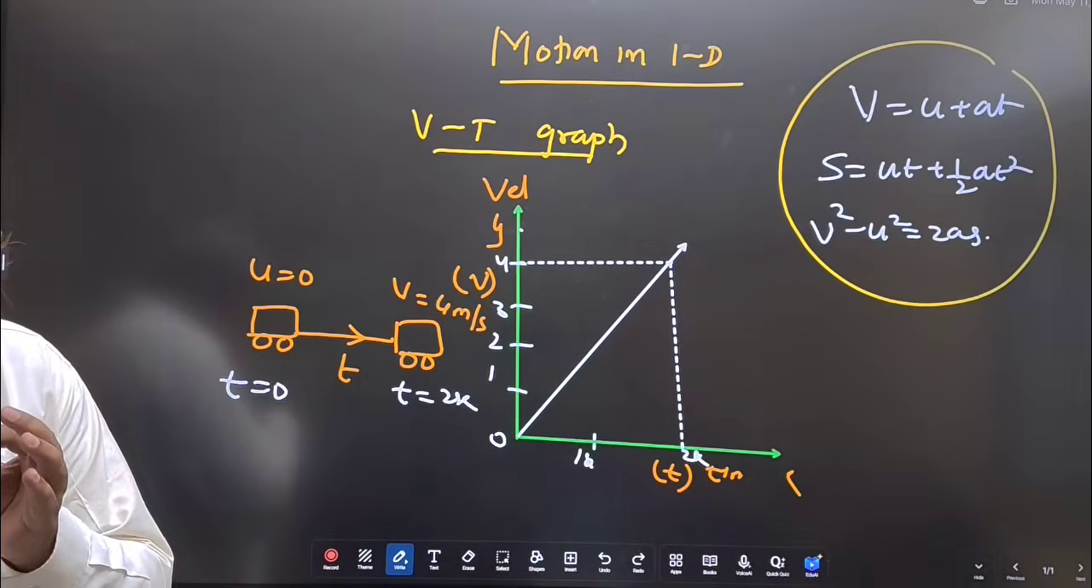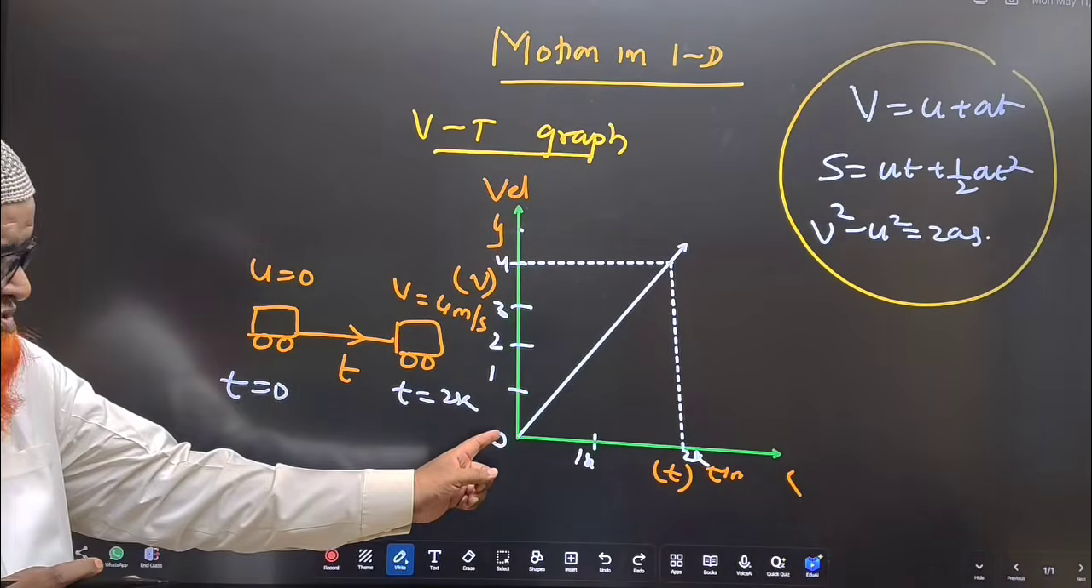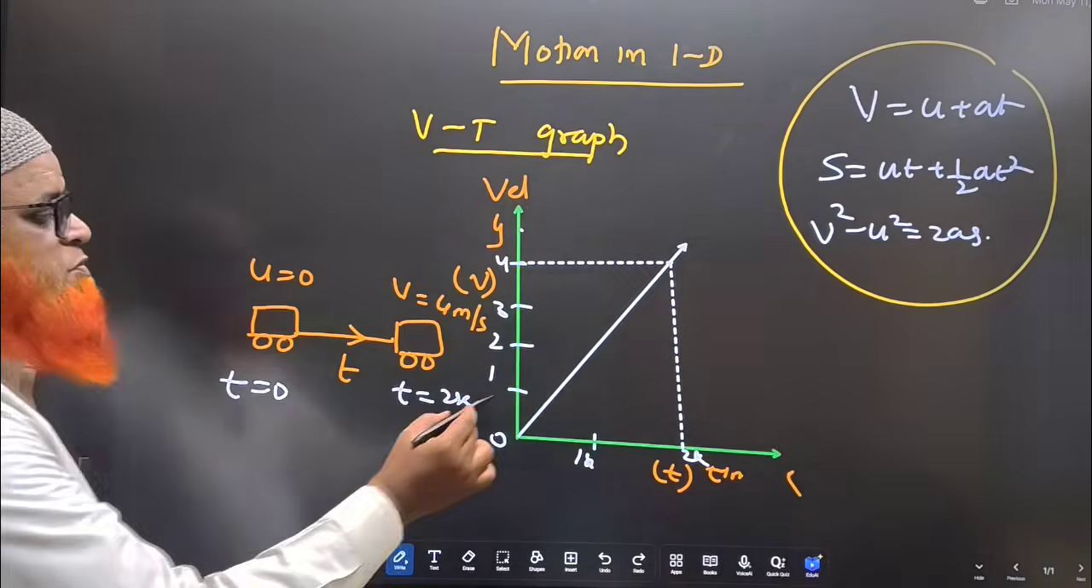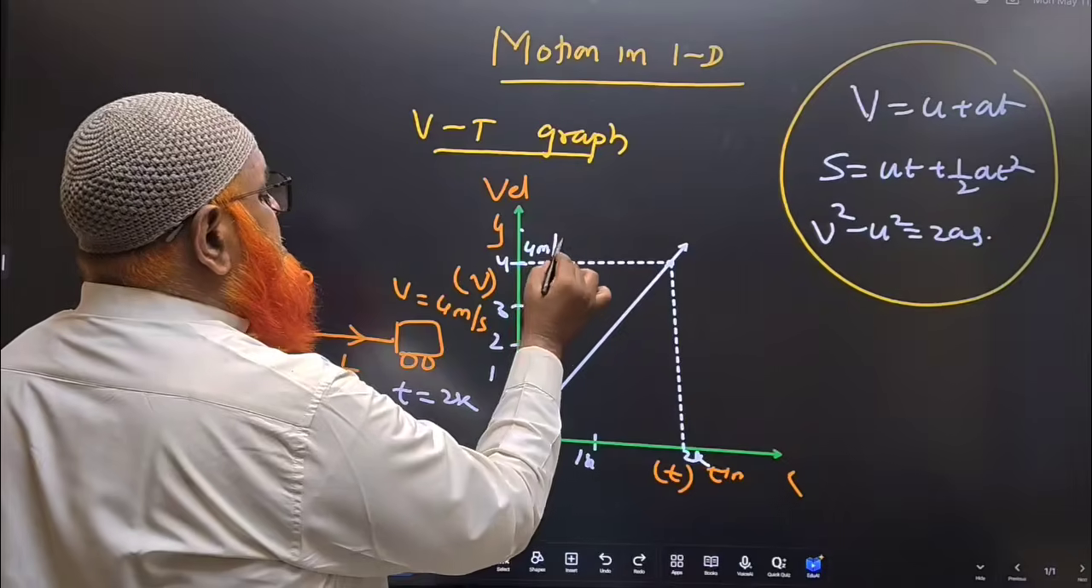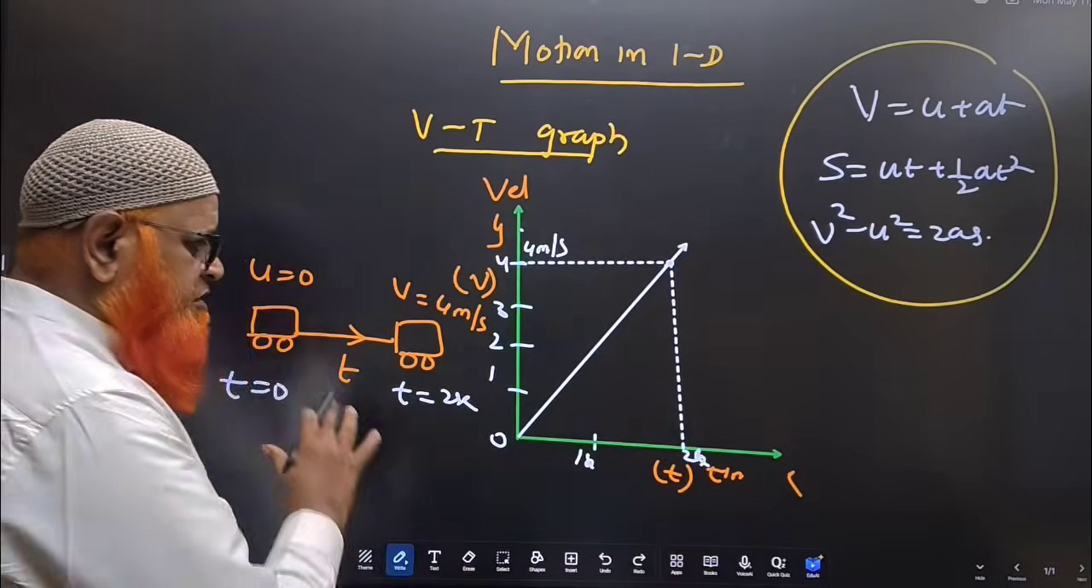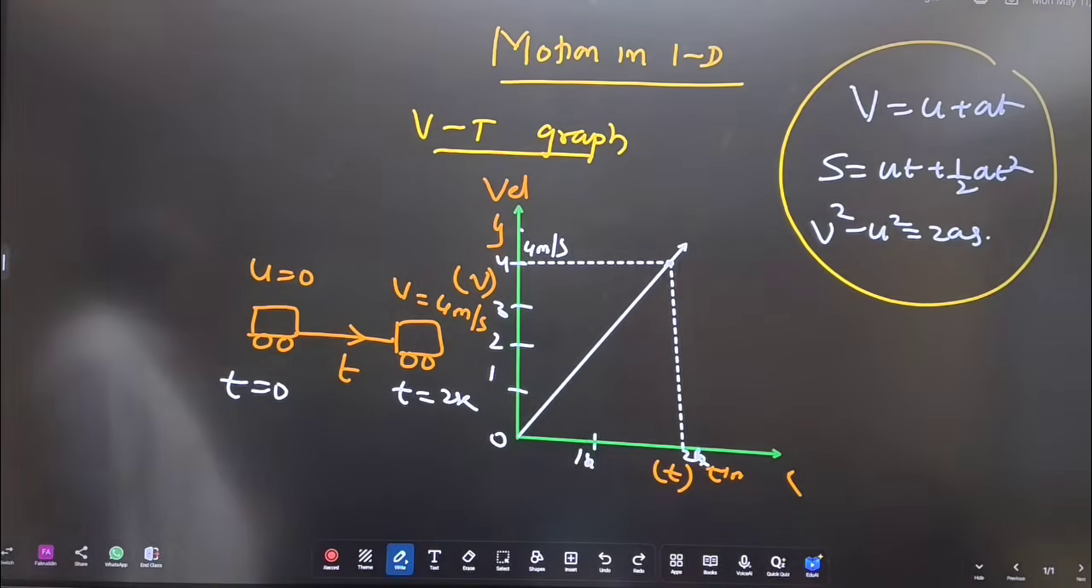See, gradually velocity is increasing. It starts from 0, and slowly velocity increases. This point represents the maximum velocity. At this place, velocity is 4 meters per second and time is 2 seconds. So I have represented it in the form of a graph now. Hope you are understanding.